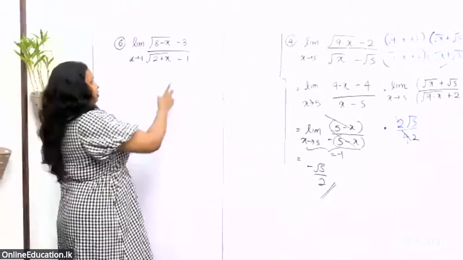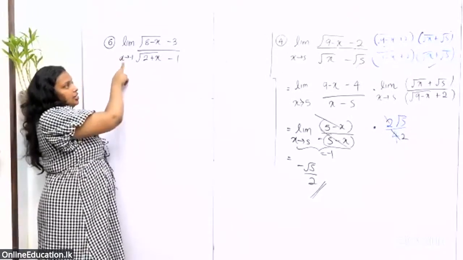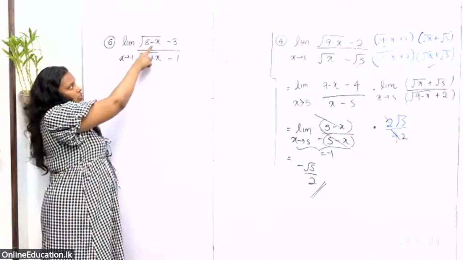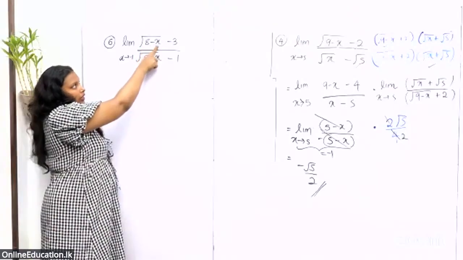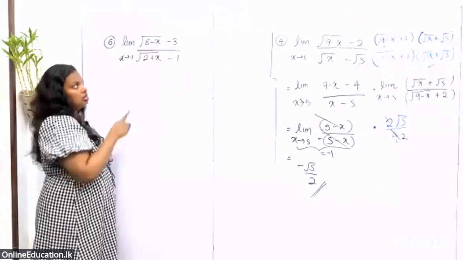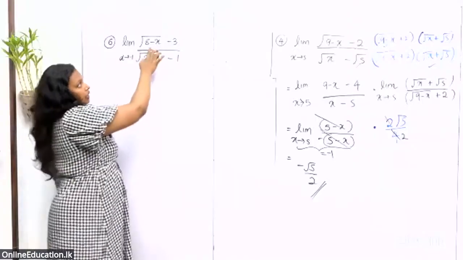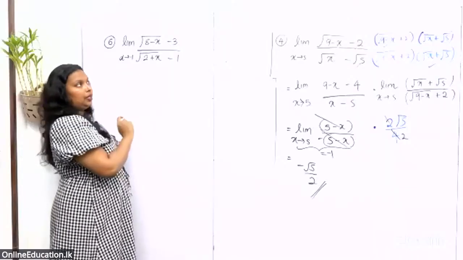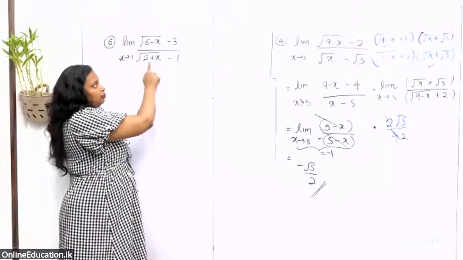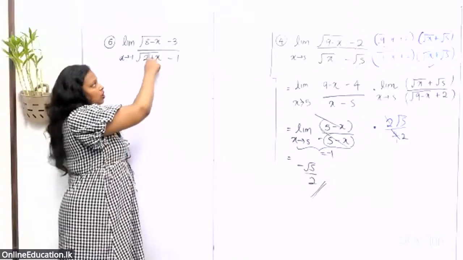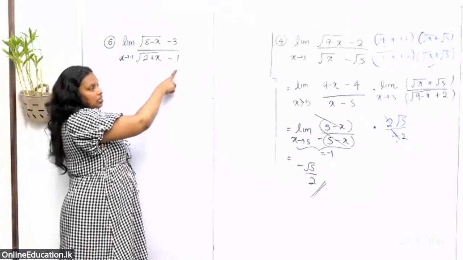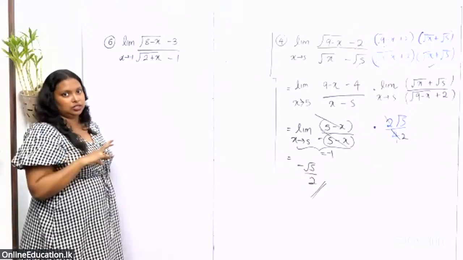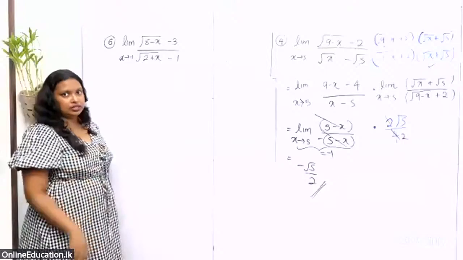Okay, right. Now we have to substitute: when x tends to -1, you substitute -1 and check. See, 8 minus -1 is 9. Square root of 9 is 3. 3 minus 3 is 0. The numerator becomes 0 when you substitute -1. Substitute -1 here: 2 minus 1, 1. Square root of 1 means 1. 1 minus 1, 0. The denominator also becomes 0 when you substitute -1. Clear? So we can't go for a direct substitution.